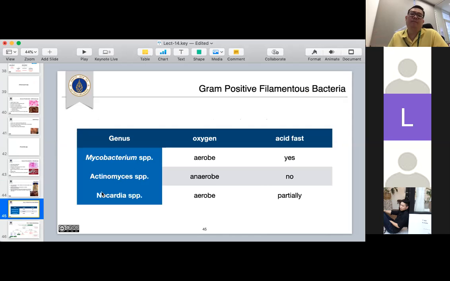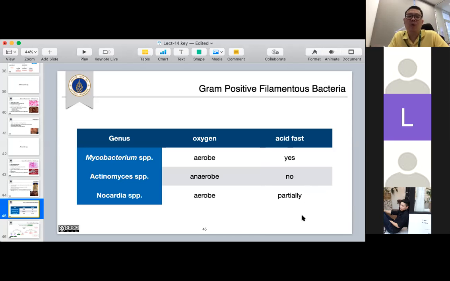So in summary, Mycobacterium, Actinomyces, and Nocardia differ in oxygen consumption. Mycobacterium and Nocardia are obligate aerobes. Actinomyces can be okay with anaerobic conditions in some situations. Mycobacterium is acid-fast. Actinomyces can be stained with the general Gram stain. Nocardia shows up as partially acid-fast.